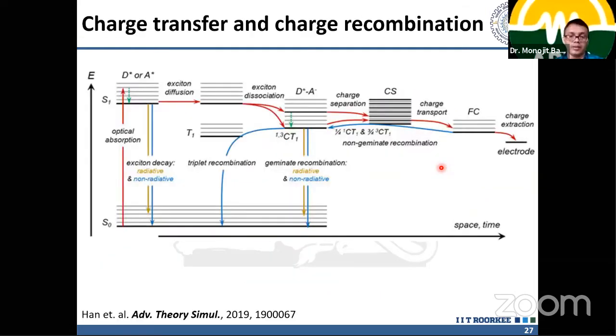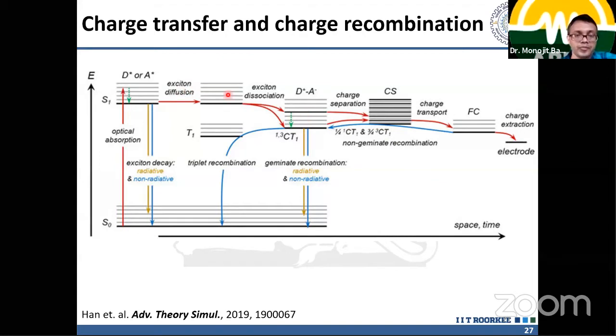Now we can also look at the Jablonski diagram. That's sort of like the kinetics, you can see. So here, when you excite any material, the donor material, you excite basically from the singlet ground state to the singlet excited state. And then it thermally comes to the bottom of the excited state. Then it can either radiatively decay or non-radiatively decay depending on the spin polarization, right? Or it can diffuse to the interface here.